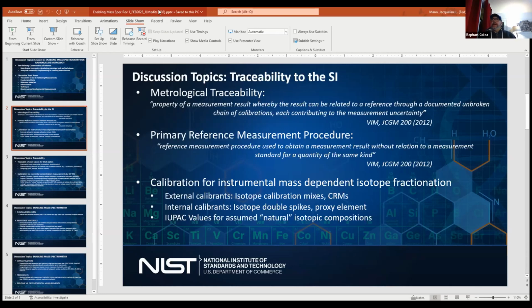So maybe my ignorant questions or points here might generate some discussion. First of all, on the issue of primary reference measurement procedure, I know the definition quite well. I also know that when I first started in metrology, it was primary and secondary measurement methods. I thought, obviously, primary is better. But at the end of the day, as long as you're using a secondary method or a reference material, as long as the traceability chain is there, that's what's critical.